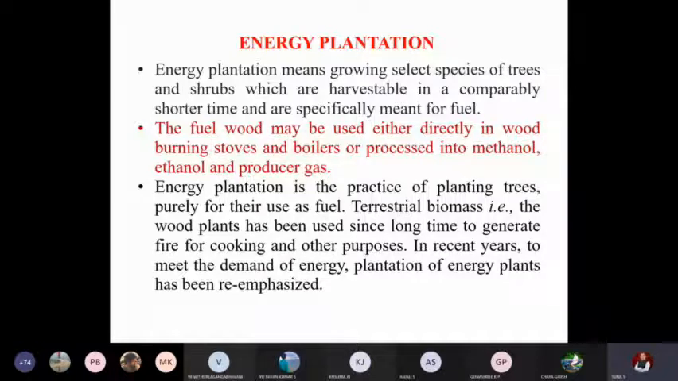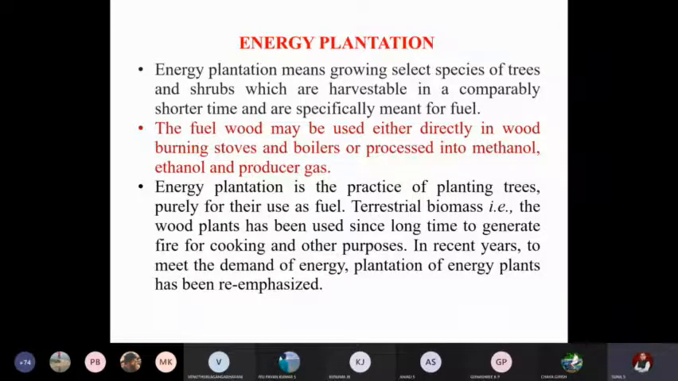The fuel wood may be used directly in wood burning stoves. As we discussed, it can be used in 3 forms. One is you can directly cut and burn it to get heat. That heat can be used for cooking food or heating water or any other purpose. The second method is you can convert it into methanol or ethanol by fermentation, or the third method is you can produce biogas and use it. So from the energy plantation, whatever the output is, you can use it in any of the 3 forms.